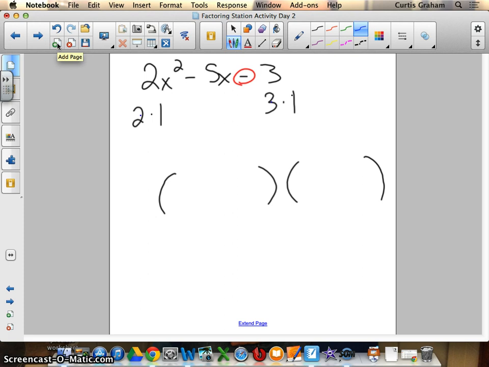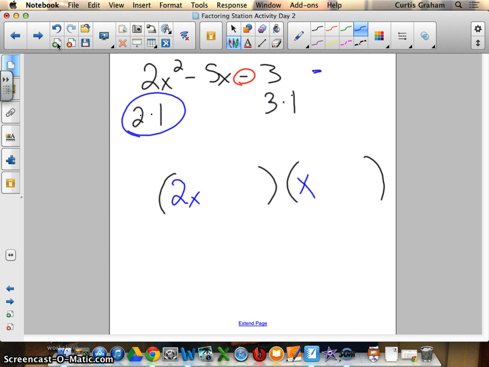See, I'm just matching up the factors to see which one works. 2 times 3 is 6. 1 times 1 is 1. 6 minus 1 is 5. Hey, that's going to be my combination that works. Notice these go with your x squared, so I'm going to put those in the front. 2x and x.